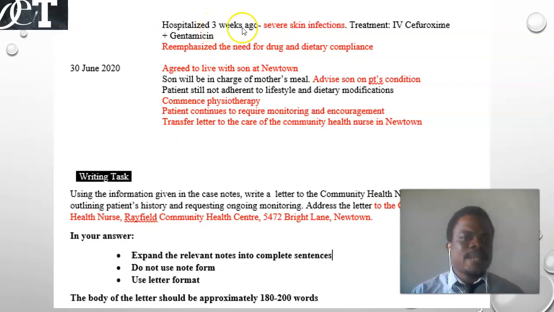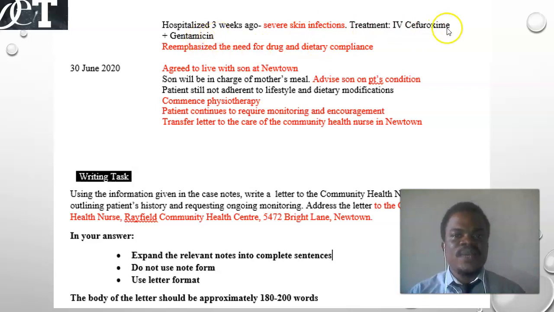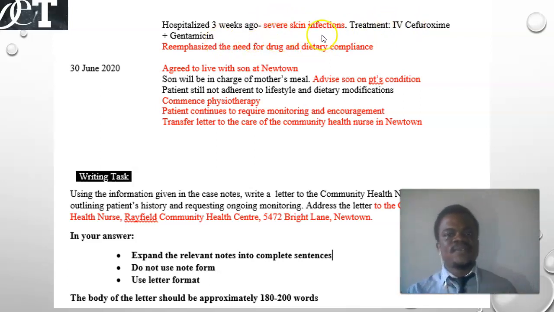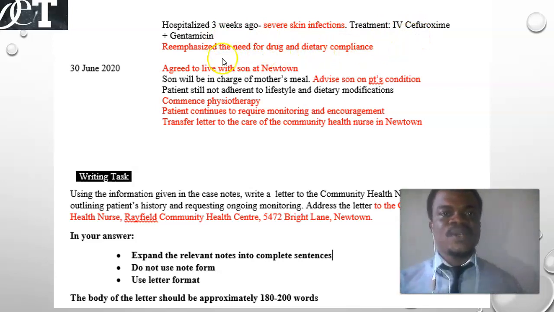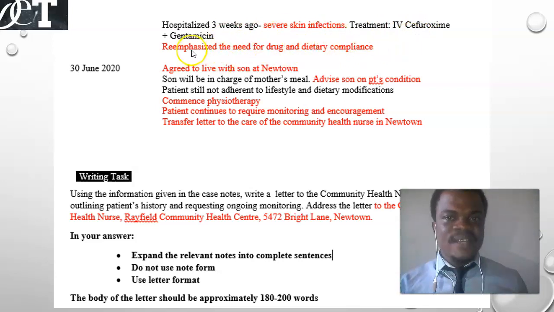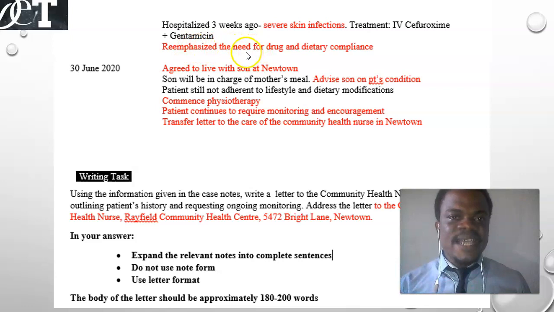Patient was hospitalized again 3 weeks ago due to severe skin infections, and was treated with this. So as we mentioned before, this information, what the patient was treated for, the drugs we used to treat the complications here, to me, they are irrelevant. So we re-emphasize the need for drug and dietary compliance, which is also relevant to add.